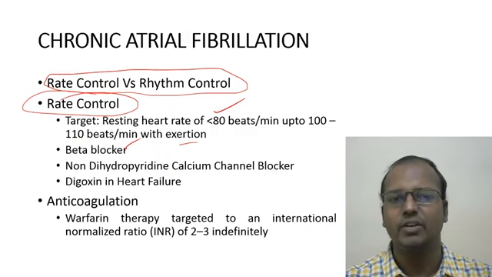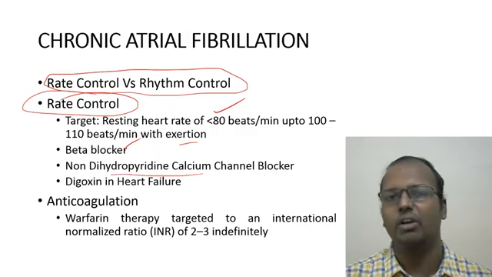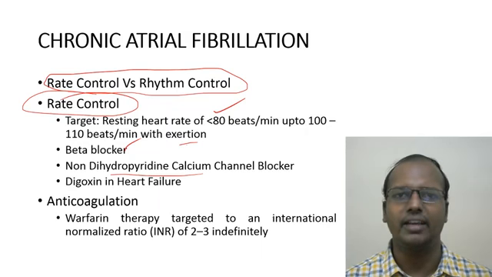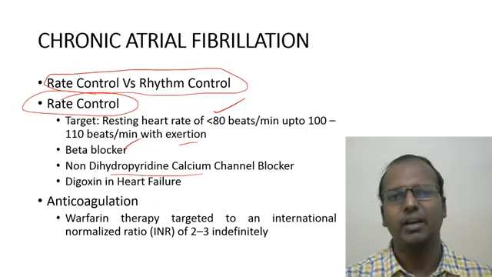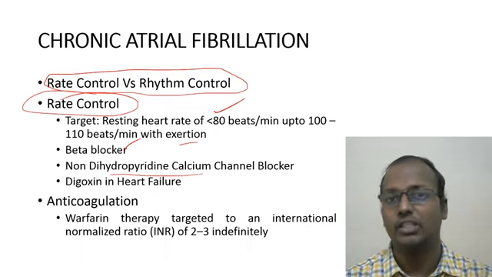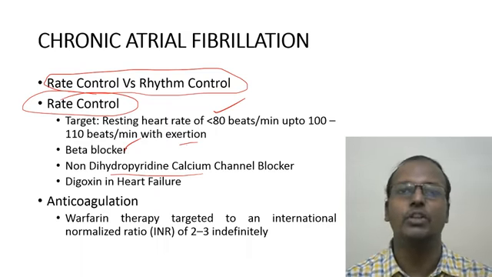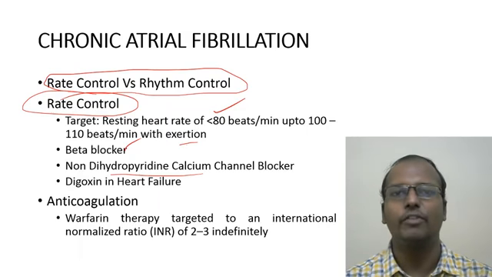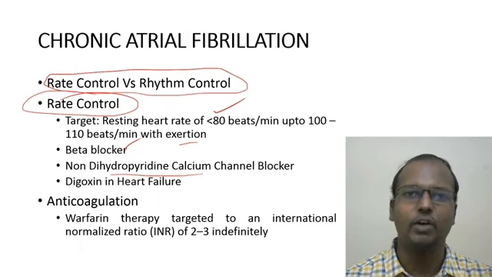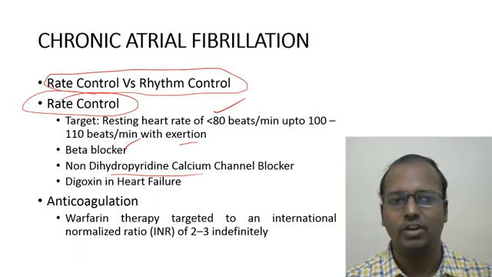The second drug will be your non-dihydropyridine calcium channel blocker, that is your verapamil or diltiazem, or a combination of both. If the patient is having heart failure, then you cannot give calcium channel blockers. Beta blockers, yes, in heart failure we can give, but calcium channel blockers will impair the contractility very much. So you're not supposed to give calcium channel blockers to a patient with heart failure. In that case, you can go ahead for Digoxin. Okay, and in a lot of patients which we encounter in our community, we give Digoxin.